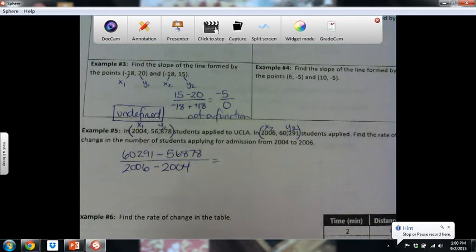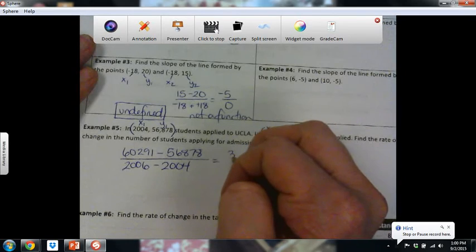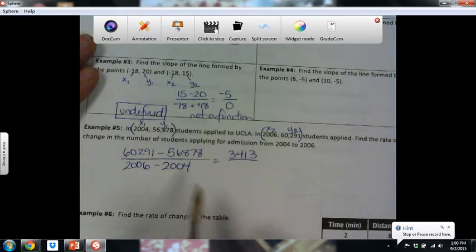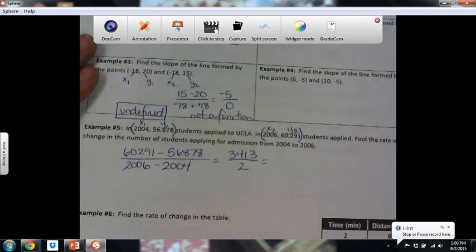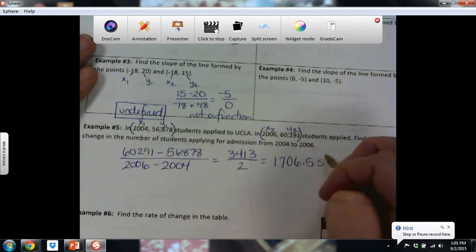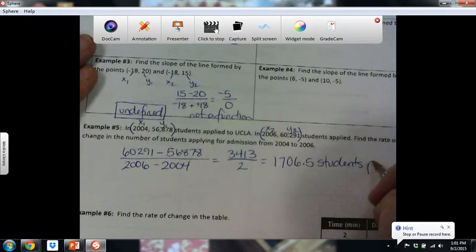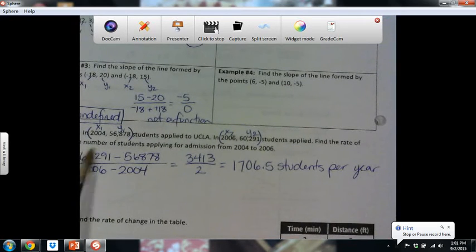So I'm going to go to my calculator here. I've got 60,291 minus 56,878 for a difference of 3,413 students over the course of 2 years. So if I take that answer and divide it by 2, I get that they actually increased by 1,706.5 students per year. The numerator of my slope was talking about the number of students who applied. The denominator was years, so that gives me my students per year.